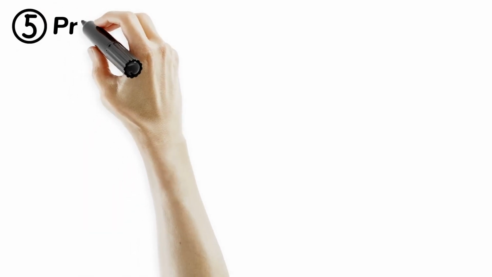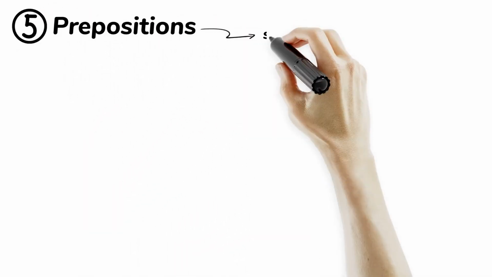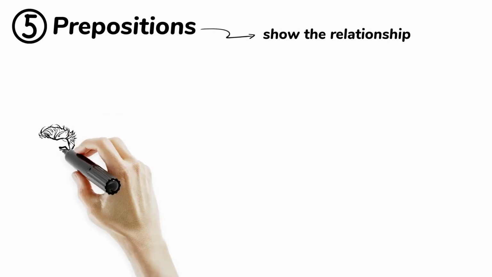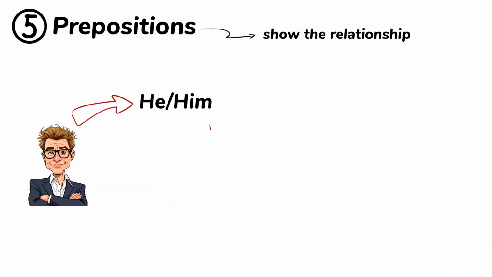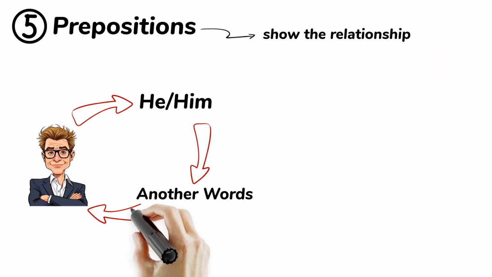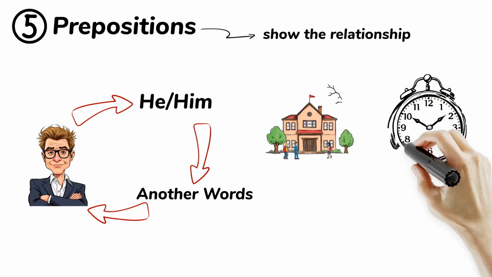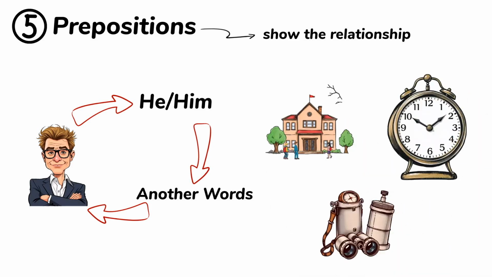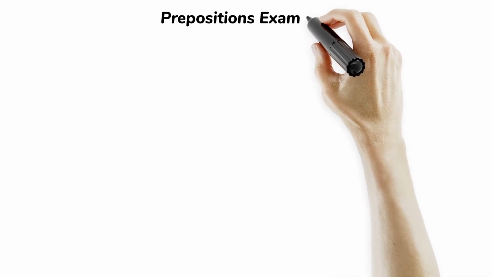Our next part is prepositions. Prepositions are words that show the relationship between a noun or pronoun and another word in the sentence. They often tell us about place, time, or direction. Let's look at a few examples to see how prepositions work in real sentences.